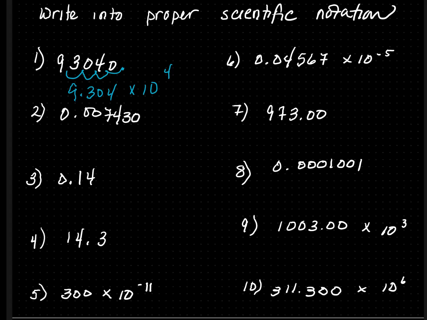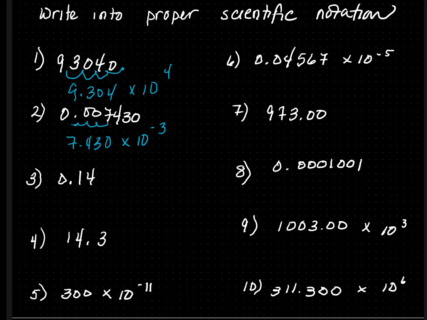In number 2, this is a small number, so we're going to locate the decimal and move it to the right until we have one digit prior to the decimal. This is 7.430 times 10 to the third, because we moved it 3 times. And since it's a small number, it is a negative exponent. So times 10 to the negative third.